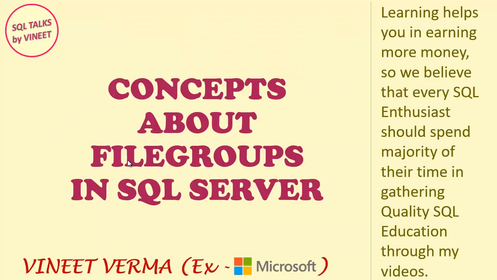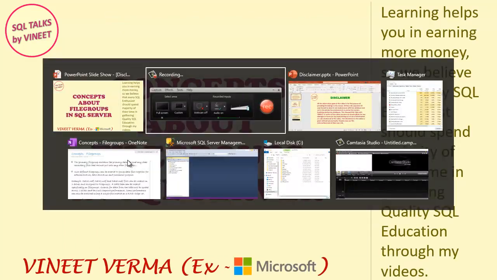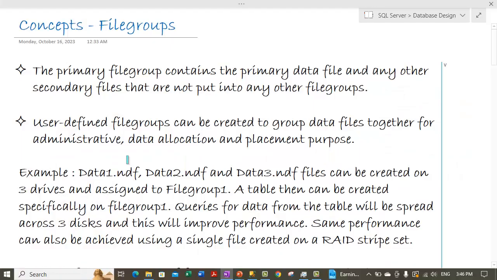Now let's get back to the topic, which is concepts about file groups in SQL Server, and let's go to the notes quickly. So today we will be discussing the concepts about file groups. A file group is basically a group of files. That is the basic definition. So there's a concept of primary file groups and secondary file groups in SQL Server. So let's talk about what the primary file group is.